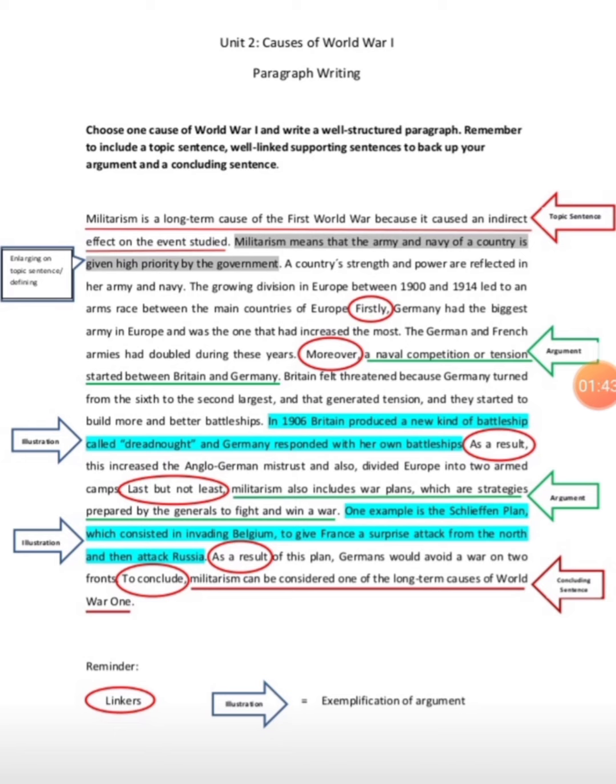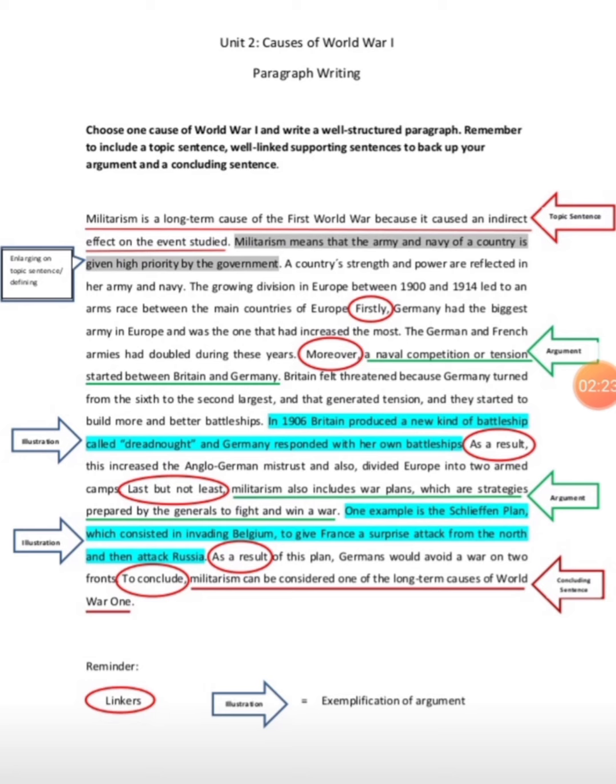See how the sentences are becoming coherent, how they are connecting with each other. Firstly, we have given an argument in green, then with blue we have given an example or illustration, and as a result we are telling the cause, the reason, then what happened because of all this. As a result of this plan, Germans would avoid a war on two fronts. Now the concluding statement. To conclude, militarism can be considered one of the long-term causes of World War I. So this is an example of paragraph writing.